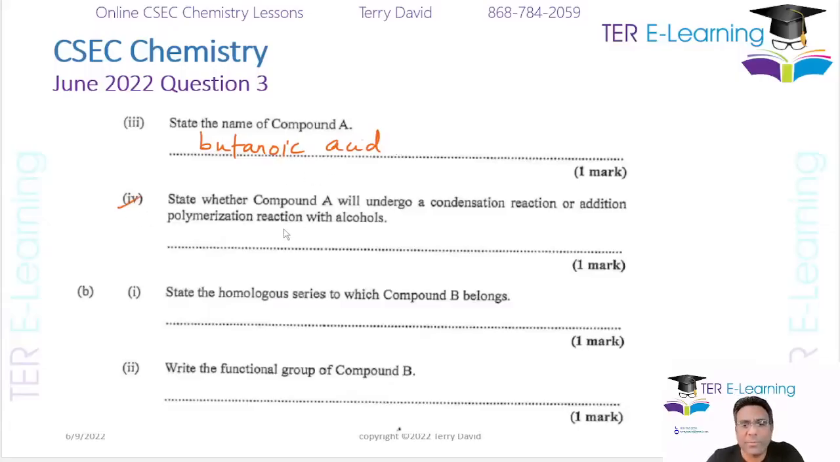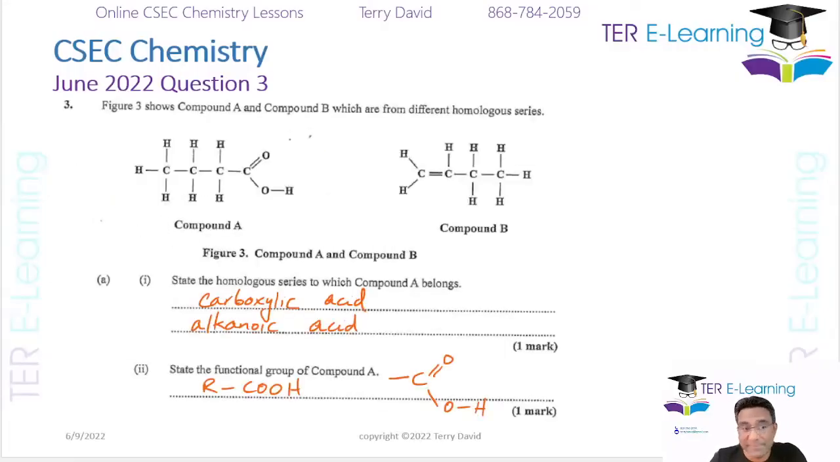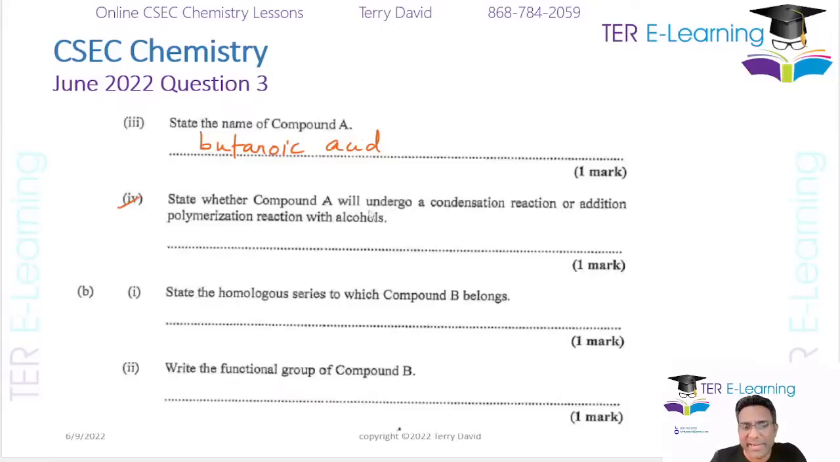Part 4, state whether compound A will undergo a condensation reaction or addition polymerization with alcohols. Right, so A is an acid. And the question, if you read it carefully, they said, state whether compound A will undergo a condensation reaction or an addition polymerization with alcohols.